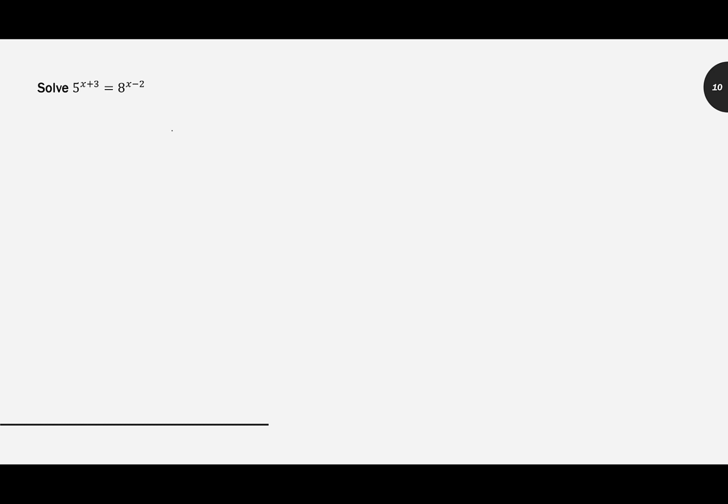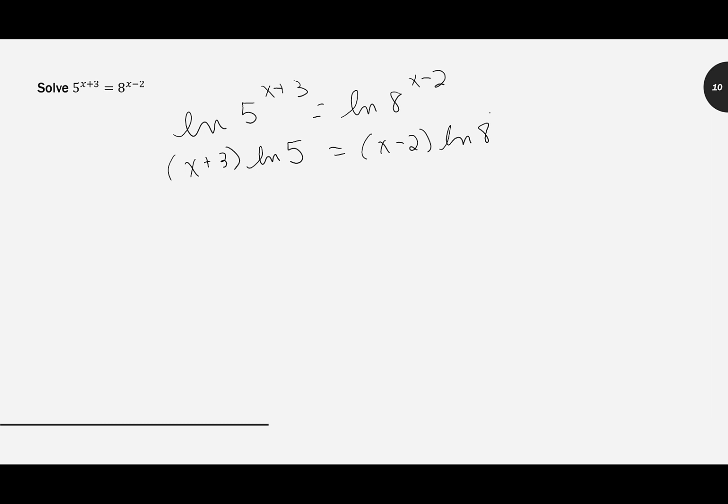Luckily, the first step is the same. I take the natural log of both sides. Then the exponent comes down. I'm going to put a parenthesis with the exponent because I don't want to lose anything. So now I have (x plus 3) times the natural log of 5 equals (x minus 2) times the natural log of 8. I need to solve for x, so I am going to start by distributing.